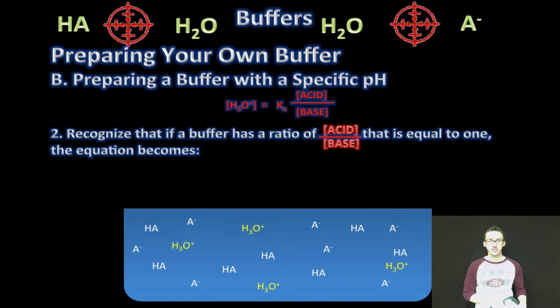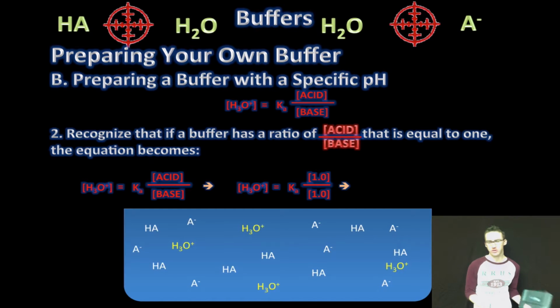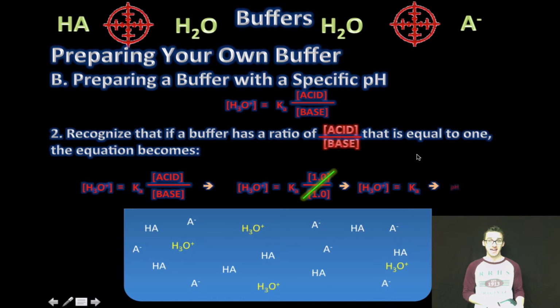And if that ratio is 1-to-1, think about what's gonna happen to that equation. You've got the hydronium ion concentration equal to Ka times weak acid over conjugate base. If those concentrations are the same, let's just say they're each 1 molar, or maybe they're each 0.1 molar, each 0.01 molar, or each 0.5 molar, it doesn't matter. If they're the same concentration, what's gonna happen? They're gonna drop out of this expression because anything divided by itself is one, which means that the hydronium ion concentration then is equal to the Ka, or that the pH is equal to the pKa.